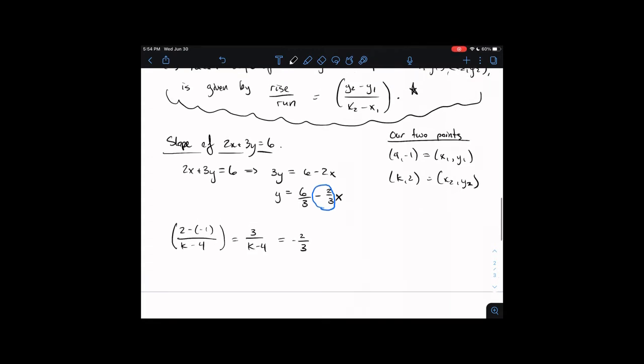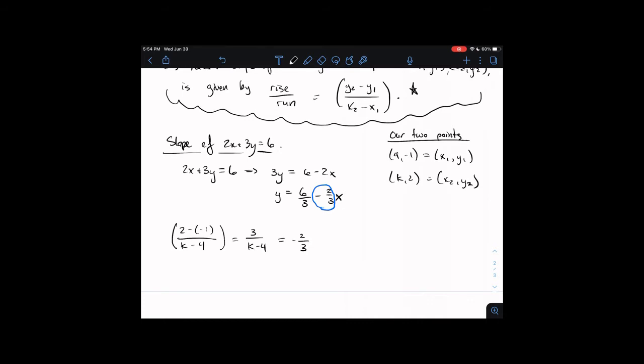So we know that this is an equation. This thing on the left is an equation for the slope of the line, but we also know that the slope of that line is equal to negative 2/3 because it's parallel to this line that we just figured out the slope of. So basically the idea now is to just find the right k. And how we find the right k is just by solving for k like we would in any other equation.